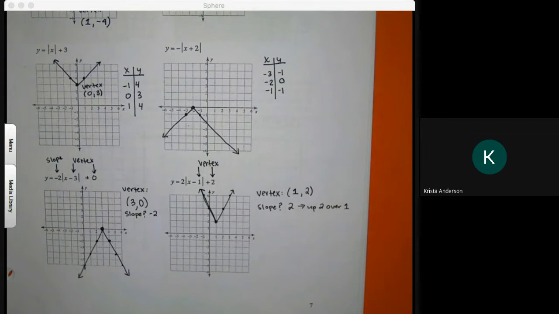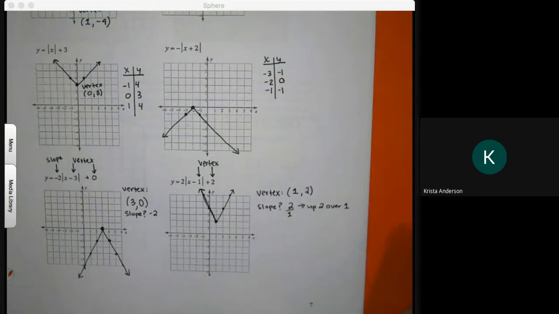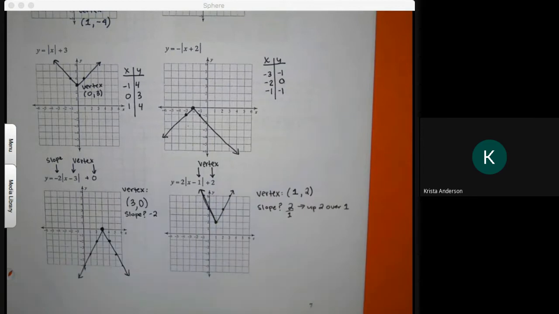So how do you get the 2 over 1? 2 over 1. Any whole number is divisible by 1. It won't change it. We just usually don't write a 1 under it because it's extra work. So usually, if I just went up 2 and clicked, it would make a line, and it wouldn't open it up to make the V shape. Good question.